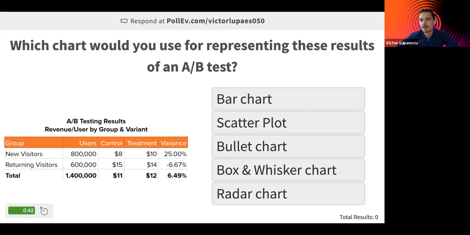Which chart would you use for representing these results of an A/B test? So I have these results. I have just this table here, and I'm trying to represent it using a chart. I don't necessarily need to show all the data. I'm just looking at, okay, how can I represent it in order to gather the right conclusions after it?